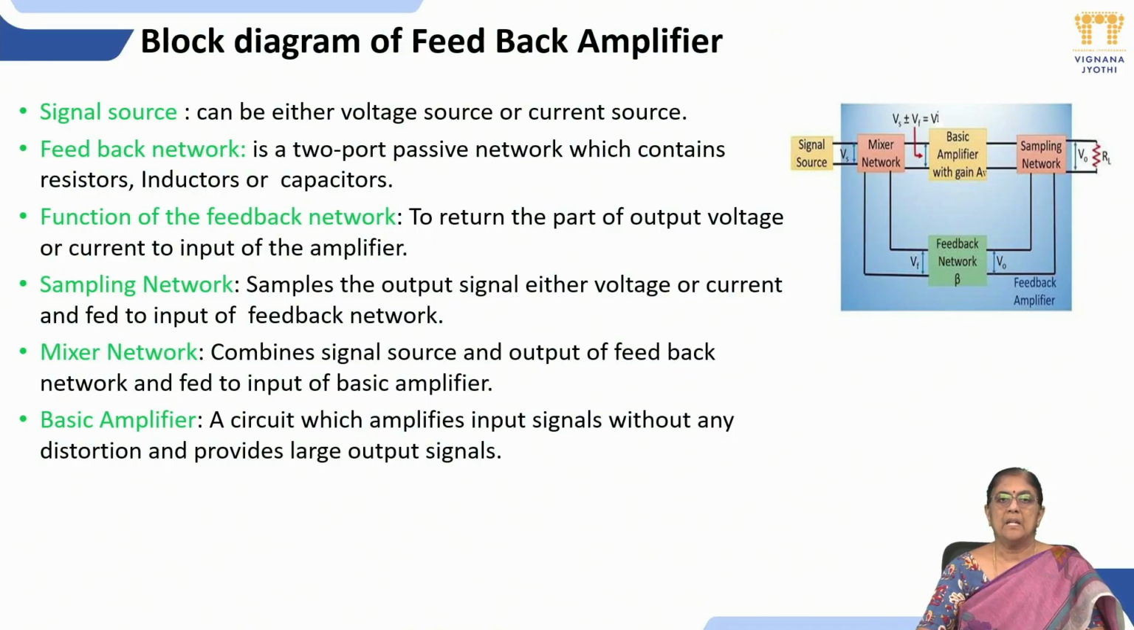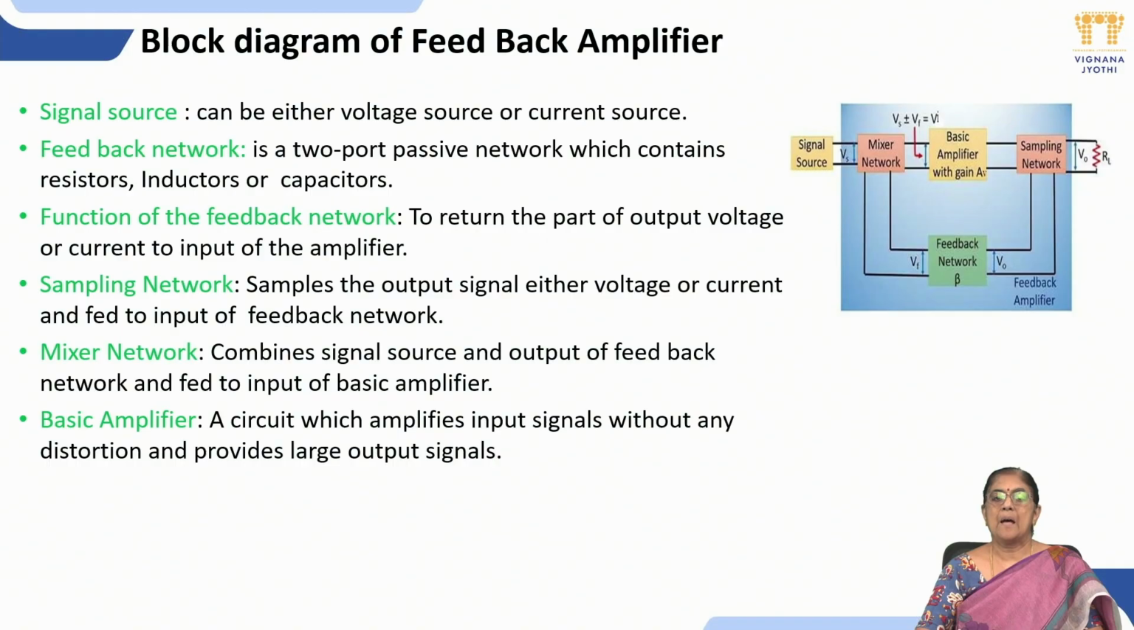The signal source can be either a voltage source or a current source. The feedback network is a two-port passive network which contains resistors, inductors or capacitors. So what is the function of the feedback network? To return part of the output voltage or current to the input of the basic amplifier.